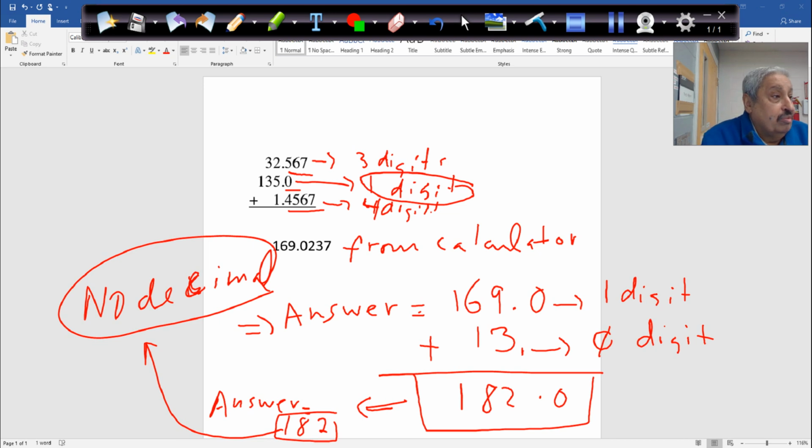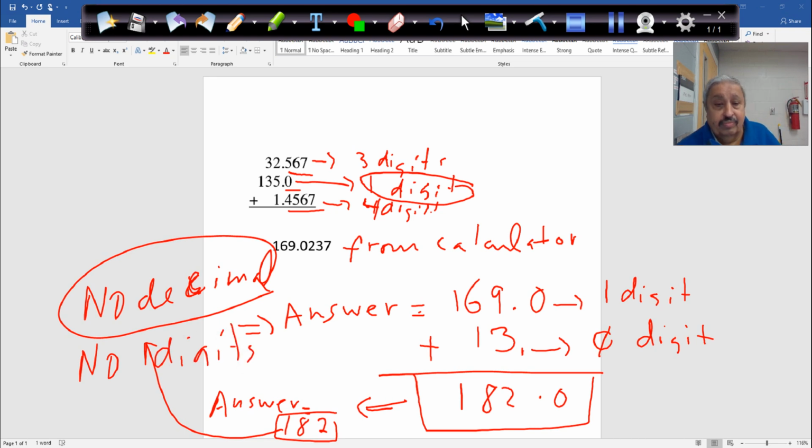It has a decimal, yes, but it does not have the digits. So the answer will be the least digit, which is 0 digits. So that's, yeah, no decimal, no digits. So no digits.